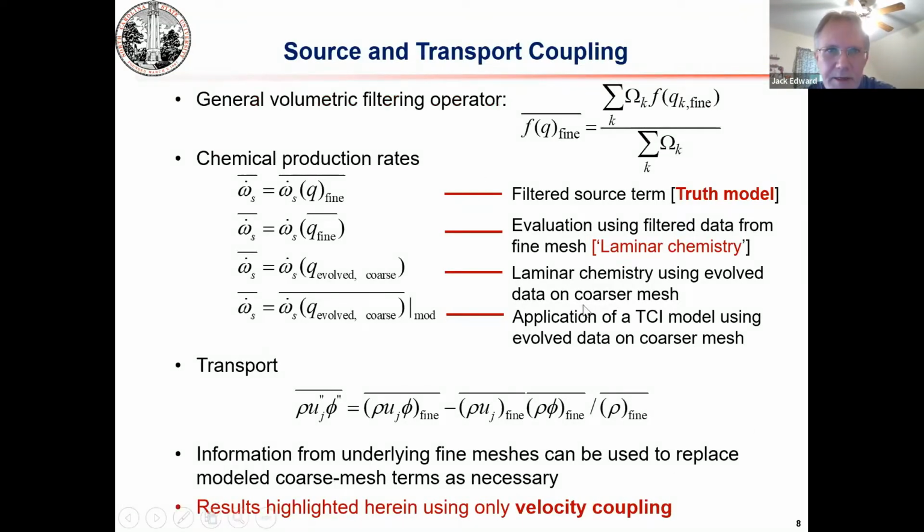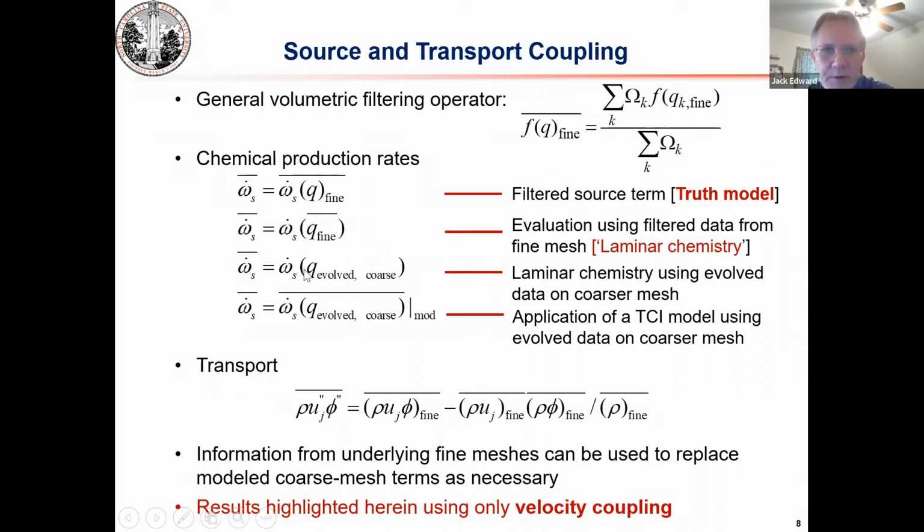Now, we transfer data between the mesh levels. So we have a general volumetric filtering operator that looks something like this. And if you ask how you apply this, well, the first place we apply it is to calculate the velocity field on the coarse meshes, or have that constraining source term. But we can also do different things with, for example, the chemical production rates. If we want to see what the filtered chemical production rate is at a certain grid level, on the fly, we can calculate this operator. If we want to evaluate that using the filtered fine mesh data, we can do that by, again, filtering the fine mesh data.